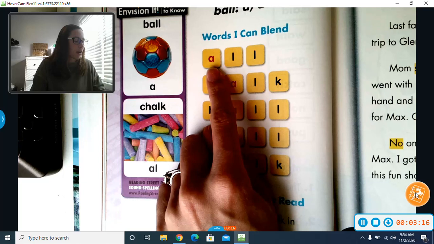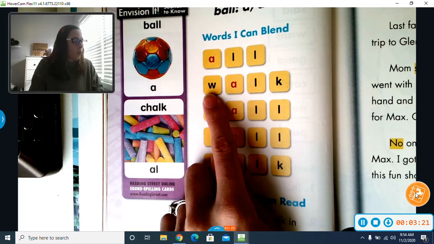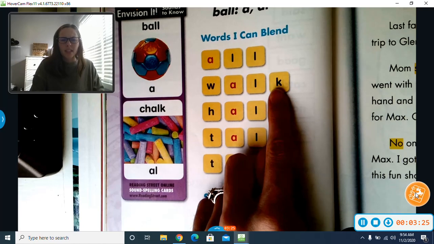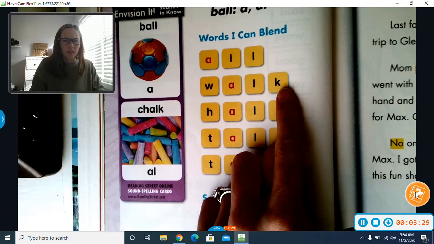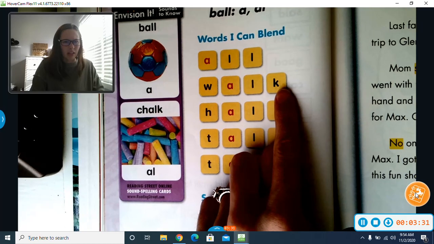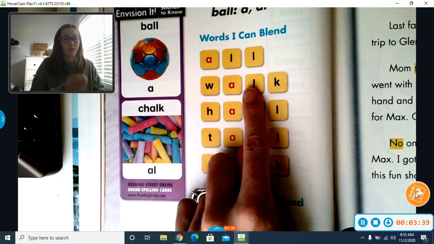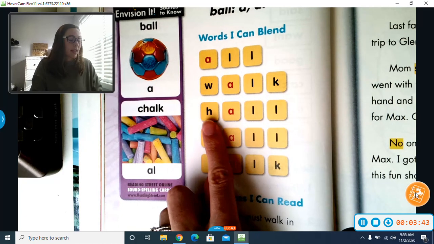Here we go. All. Walk. Did I say that L sound? No, we don't say walk. We don't say walk either. We just say walk. Okay, that ah. So the A-L, we're not going to sound out separately right now. Right now we're going to sound them out like ah. Okay. Next one with the H.